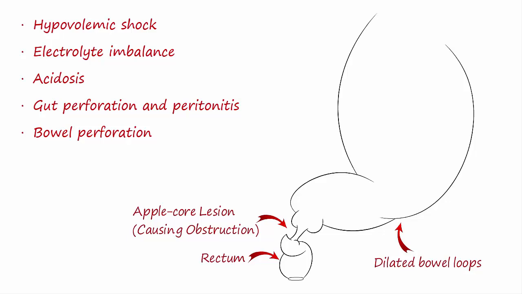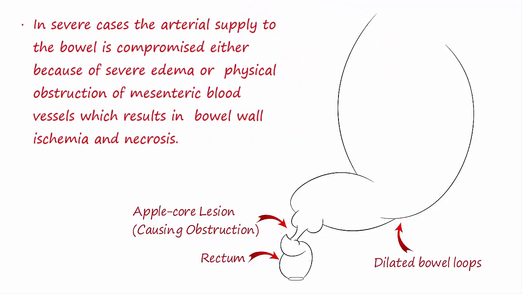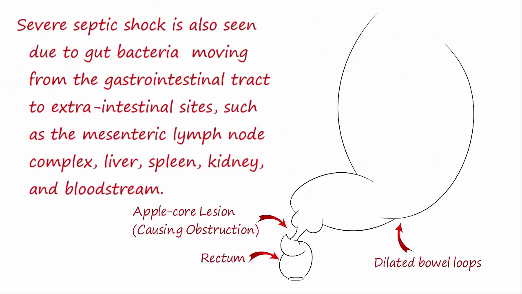intraluminal pressure. In severe cases, the arterial supply to the bowel is compromised either because of severe edema or physical obstruction of mesenteric blood vessels, which result in bowel wall ischemia and necrosis. Severe septic shock is also seen due to gut bacteria moving from the gastrointestinal tract to extraintestinal sites such as the mesenteric lymph node complex, liver, spleen, kidney, and bloodstream.